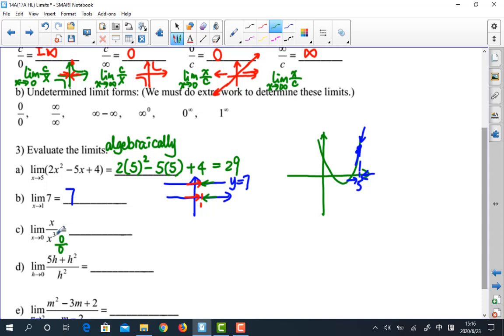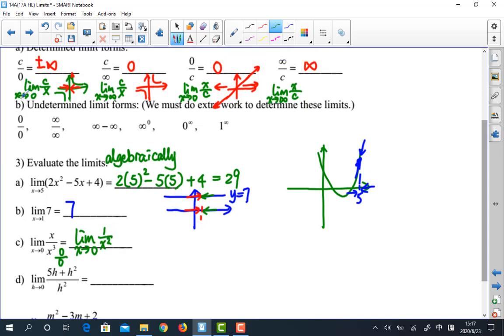Which work should I work on? x over x cubed. Don't you think you can simplify this fraction? Simplifying means I can reduce this fraction to the lowest term. Let's reduce it. It's 1 over x squared. Then we sub in again, x equals 0, to replace this x. 1 over 0. What is 1 over 0? Let's look at it here.